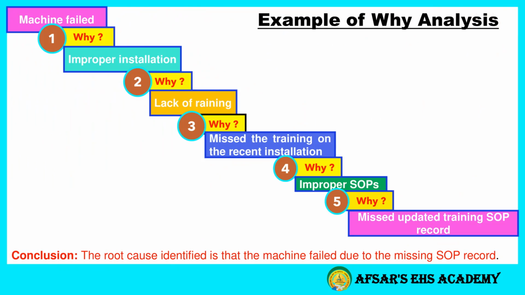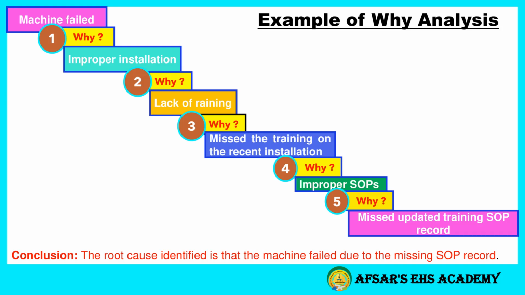Let us see another example. Here machine failure is the problem. The first why is why the machine failed. It failed due to improper installation. The second why is why the machine was not installed properly: due to lack of training. The third why is why the training was not given on the new machine installation: the training on the recent installation was missed.